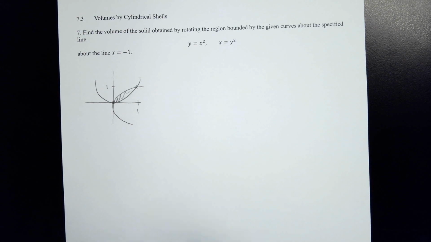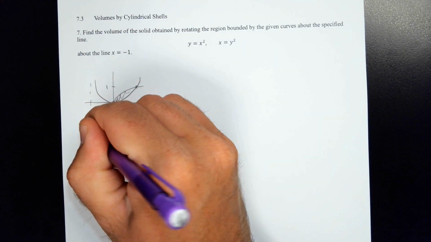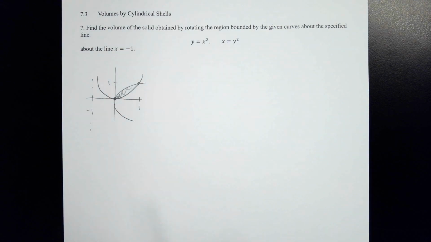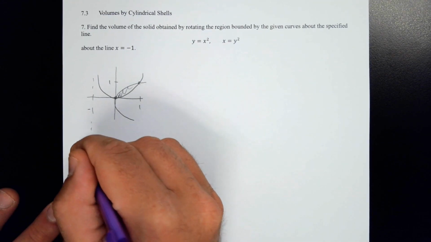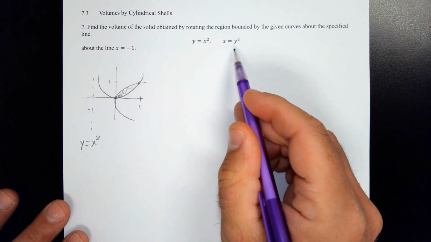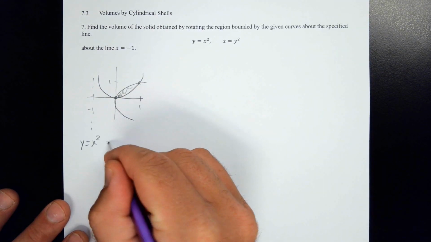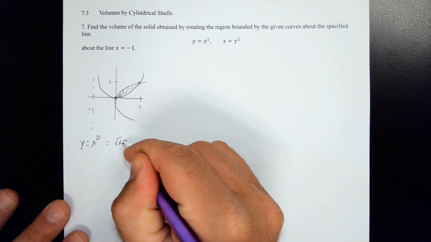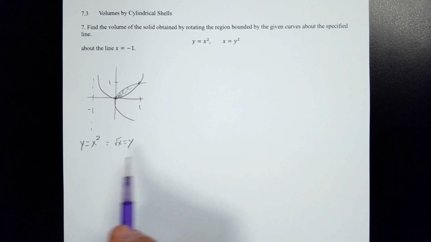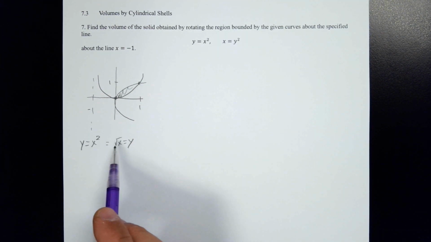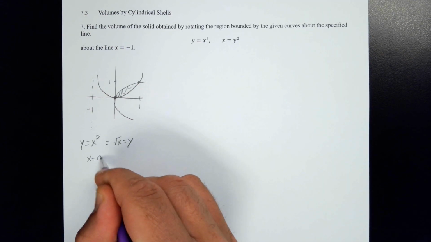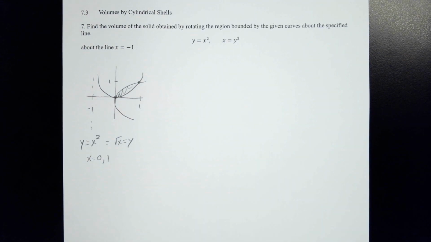And then it's going to be revolved around this line over here at x equals -1. If you really want to practice figuring out how these intersect, you could set these two curves equal to each other, either their y values or their x values. So for instance, if you wanted to solve y equals x squared and set that equal to y equals square root of x, the only places these two are equal to each other is at x equals 0 and x equals 1. X squared equal to the square root of x. Okay, so that's what the region looks like.